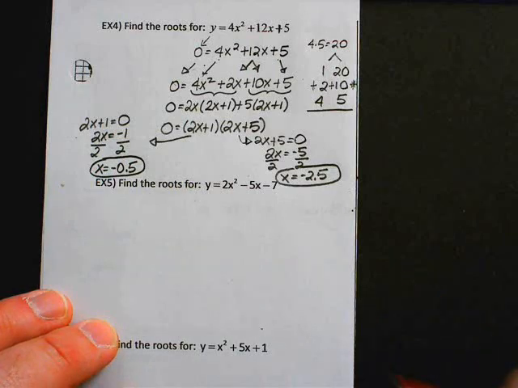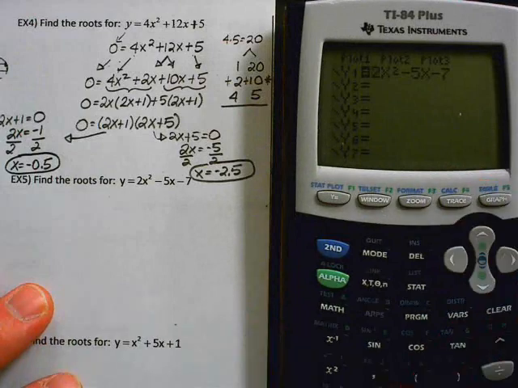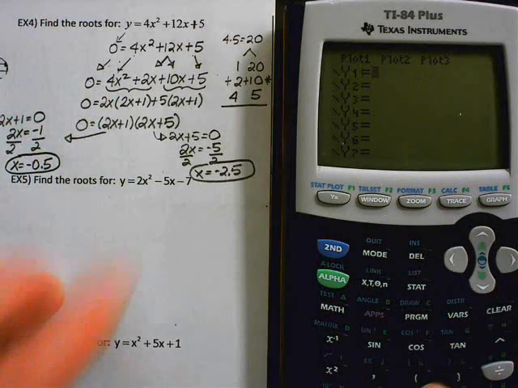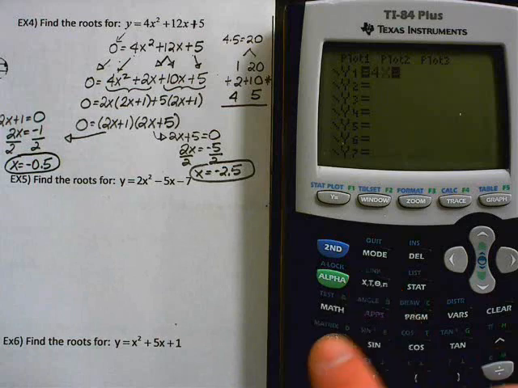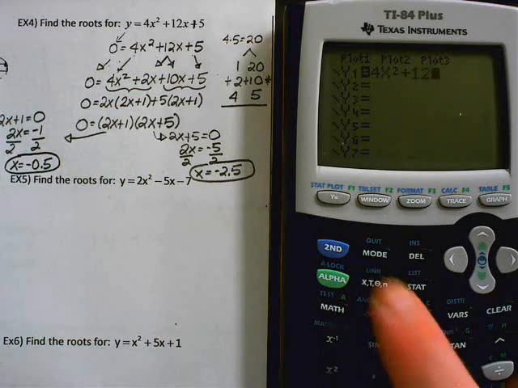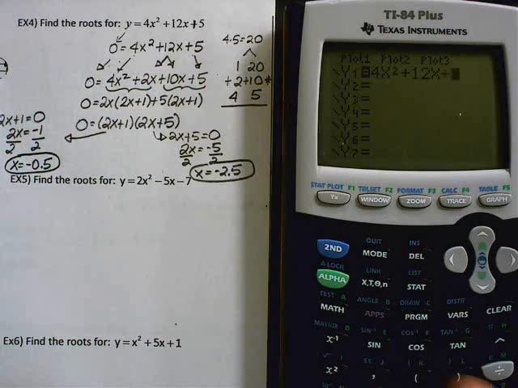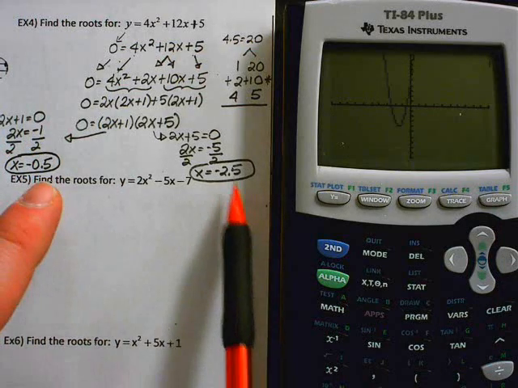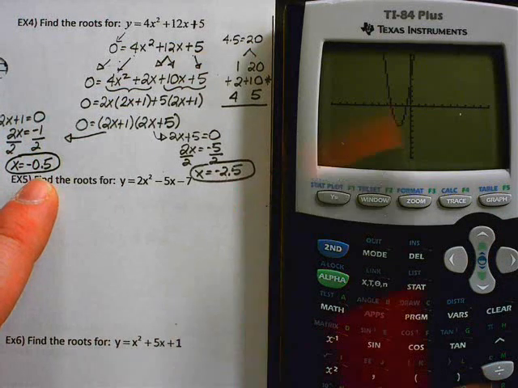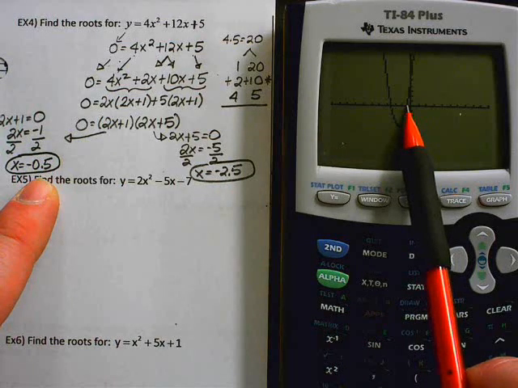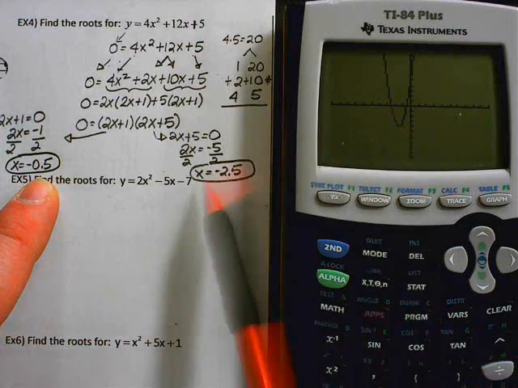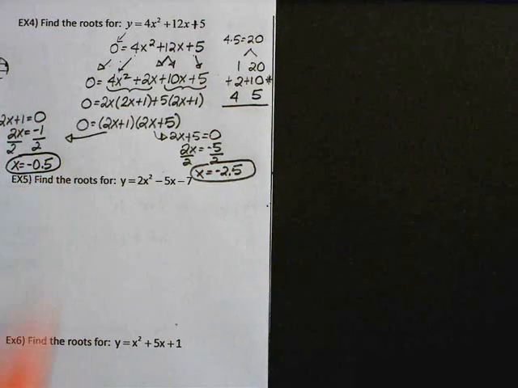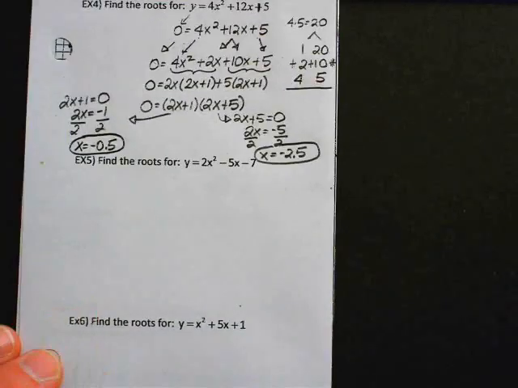Very well. Now let's check that on our calculator. So let's bring our calculator to view, and we're going to clear the calculator. I'm going to enter the equation for x squared plus 12x plus 5. Once we enter, press graph. And we should see the graph intersecting at negative 0.5, which is right there, and negative 2.5, which is right there, so this is correct. Very good. Let's go on to the next example.